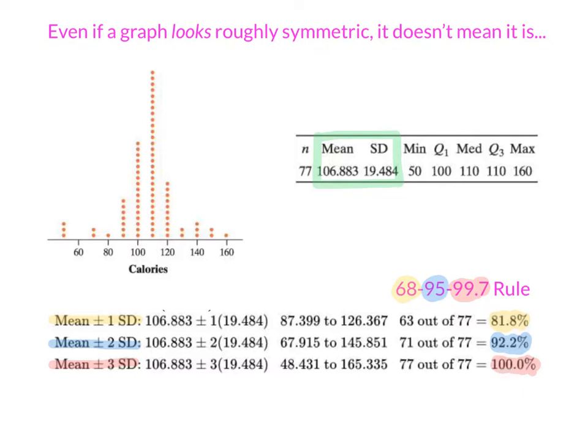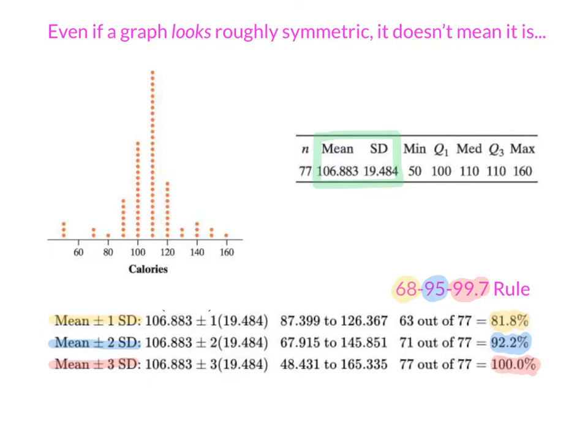So something that you could do algebraically is take the mean and the standard deviation and our 68, 95, 99.7 rule, I mean, that just rolls off the tongue, doesn't it? And figure out algebraically, well, does the first standard deviation contain values that are about 68% of the distribution? So in this example, we would take the mean, 106.883. We would add and subtract one standard deviation. So that's 1 times the standard deviation. And you get approximately from 87 to about 126. So that's 63 out of 77 values in this dot plot or in the data distribution. And that covers roughly 81.8%.